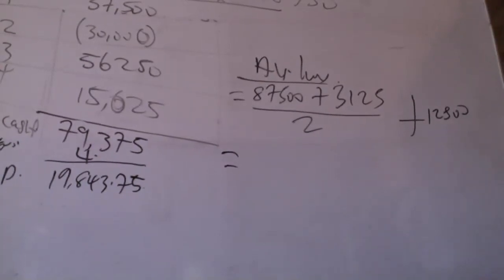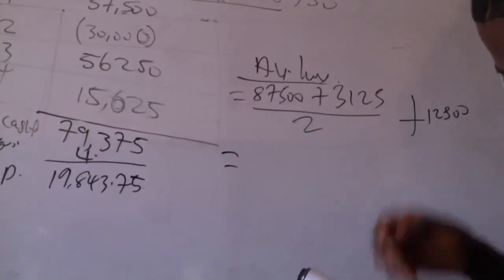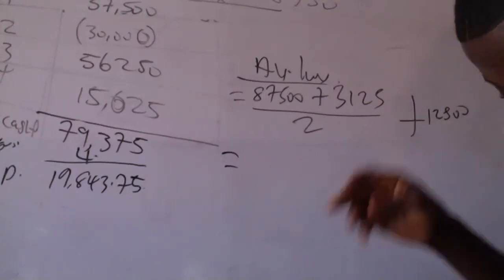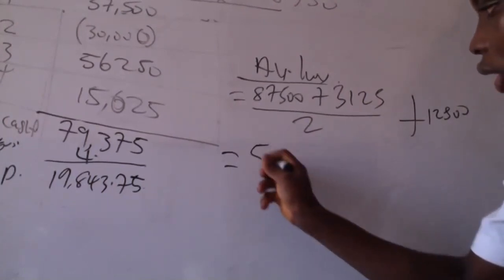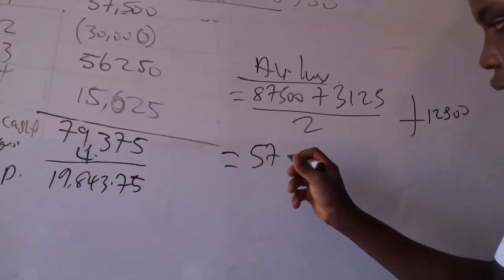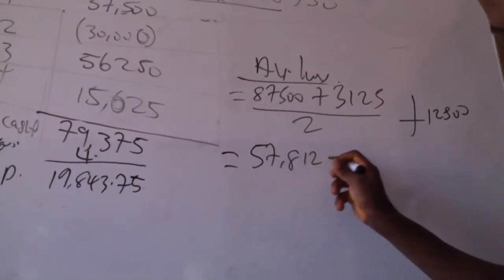Okay, plus 3,125 divided by 2. Good. Plus 12,500. Good. But correct one, 57, right? Good. 57,812.5. Good. So that's the average investment.